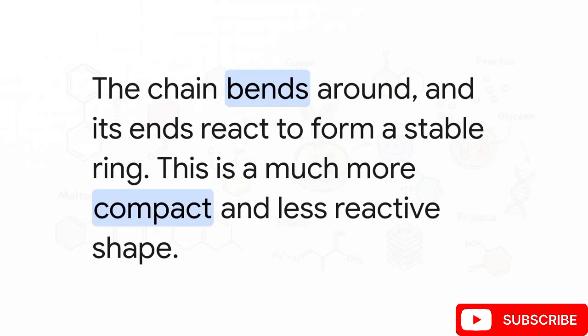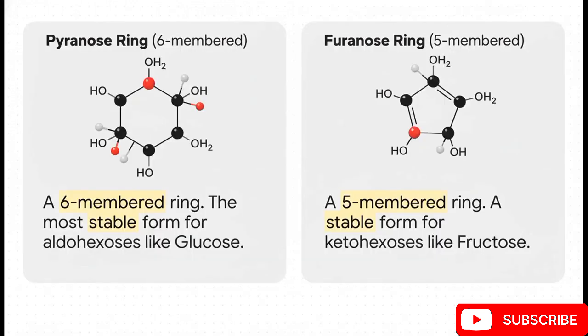To fix that instability, the chain just bends around and its 2 ends react with each other to form a closed ring. It's the exact same set of atoms, nothing added, nothing taken away. They're just rearranged into this nice, tidy, much less reactive shape. It's kind of like a snake biting its own tail to get comfortable. Now, depending on which atoms do the connecting, these rings can have different sizes. The 2 most common are the 6-membered ring, called a pyranose, which is the most stable shape for glucose, and the 5-membered furanose ring, which is the shape that fructose prefers to take.